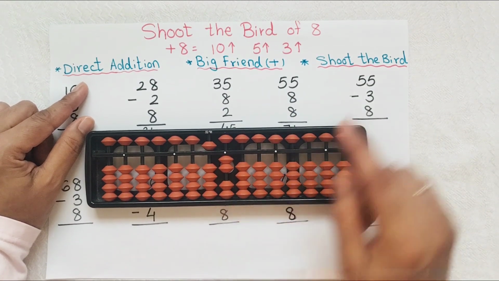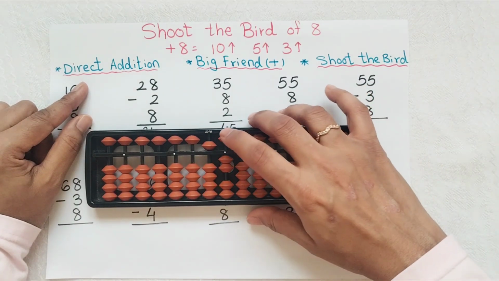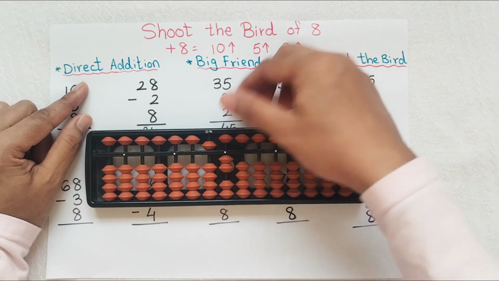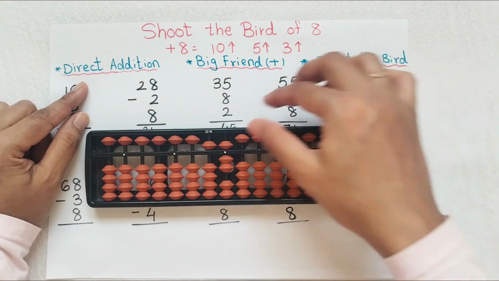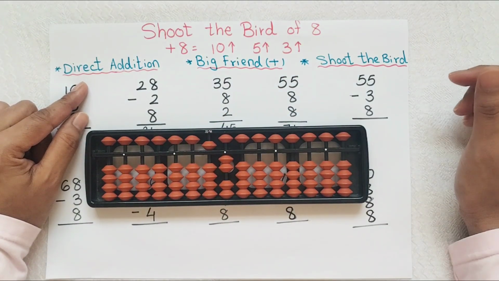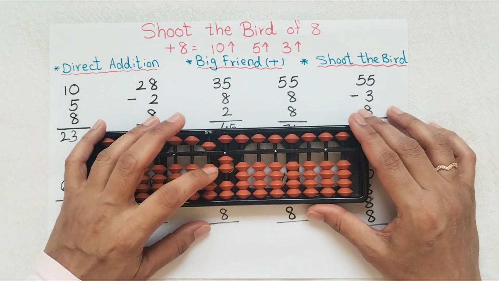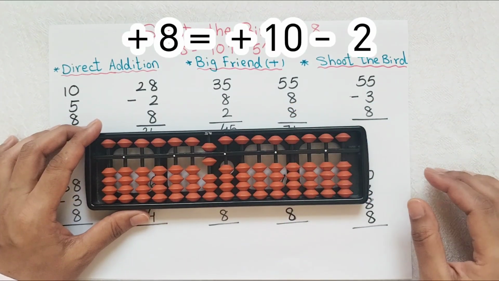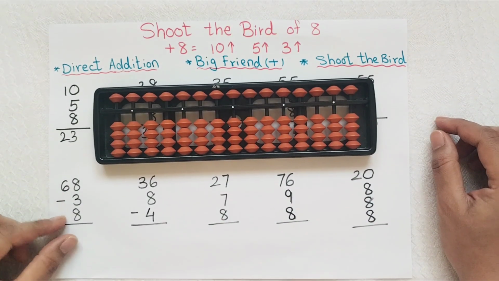Do you think I can use shoot the bird? No. Why? Because the 5 beat is up. It's already up. So we cannot use shoot the bird. It has to be down. So shoot the bird technique is not possible. So I have to use big friend addition. That is plus 10 less 2. My answer is 60. Okay, 68 less 3 plus 8.